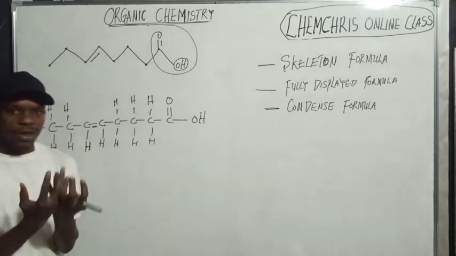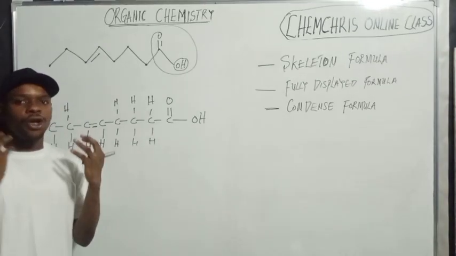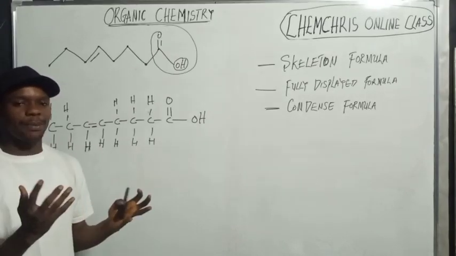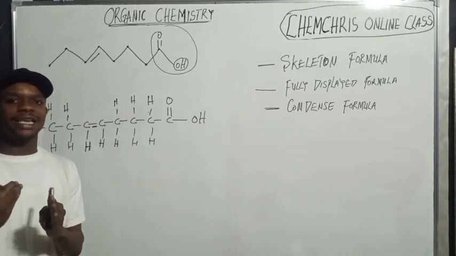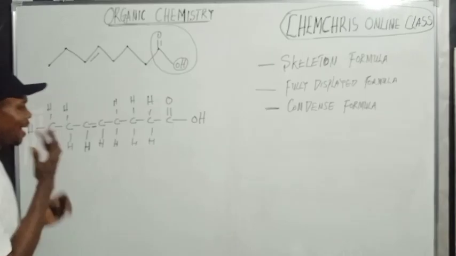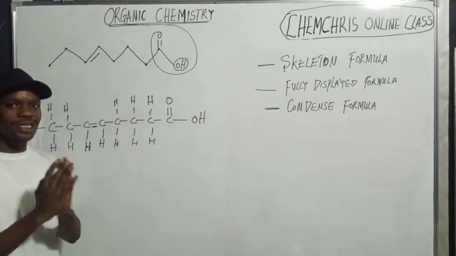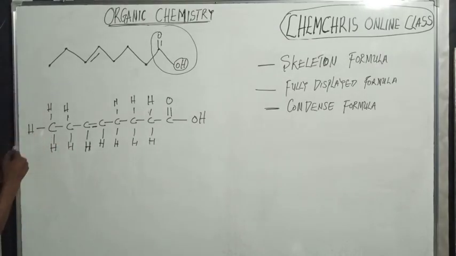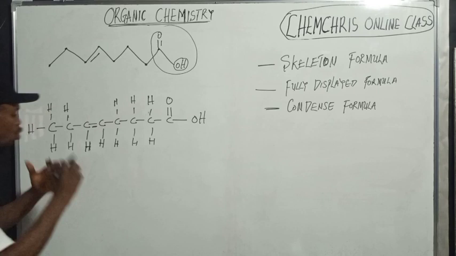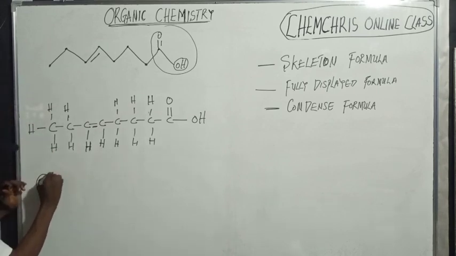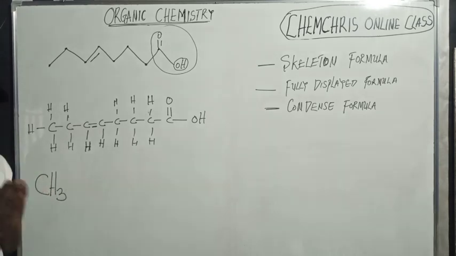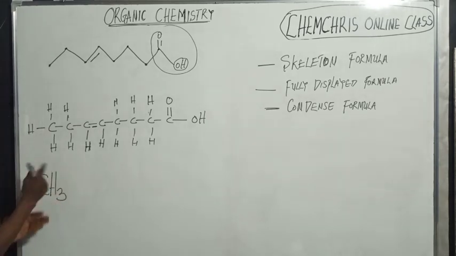To a condensed formula, because most times you see condensed formula in the exam. If you want the name of an organic structure, they normally give you a condensed formula. In a condensed formula, you group the atoms, you don't separate them. Like for this one here, this carbon atom has three hydrogen, so you group them to be CH3. Can you see that? And you don't use dash. Do you understand?